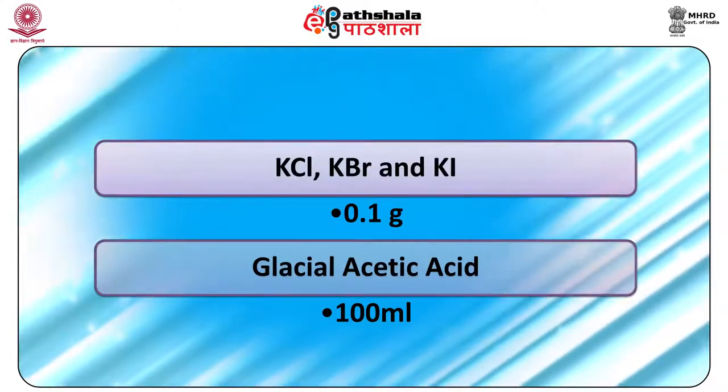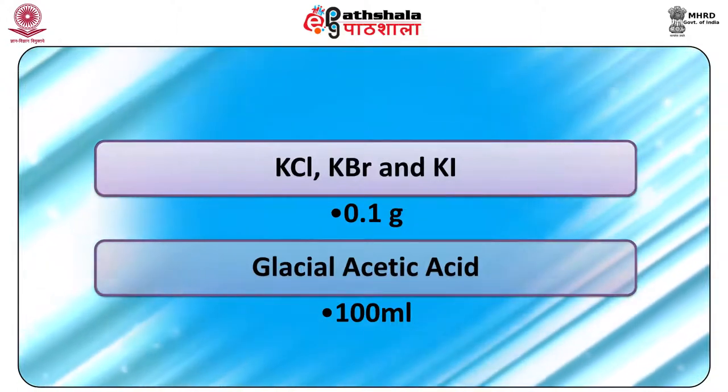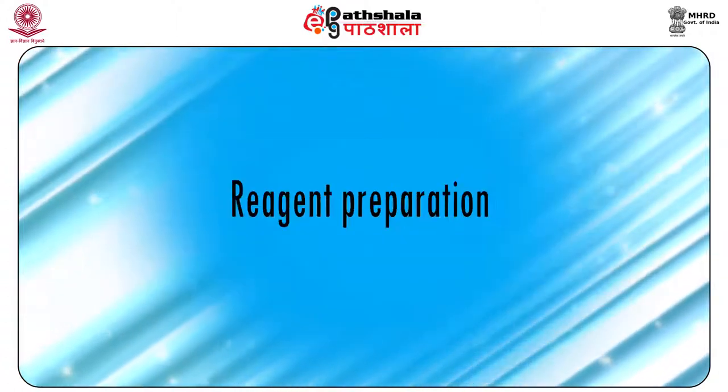Now next is Teichmann's test. First we have to prepare Teichmann's reagent, in which KCl, KBr, KI are used, 0.1 gram each, then glacial acetic acid 10 ml. Now reagent preparation. For the Teichmann test, the reagent is formed by the combination of KCl, KBr and KI at about 0.1 gram each in 100 ml of glacial acetic acid. The reagent reacts with hemoglobin and gives brownish rhombic crystals, which confirms the presence of blood.